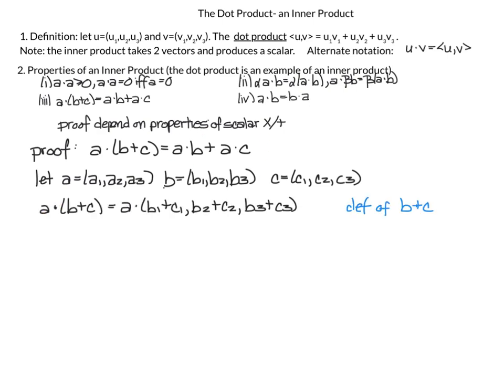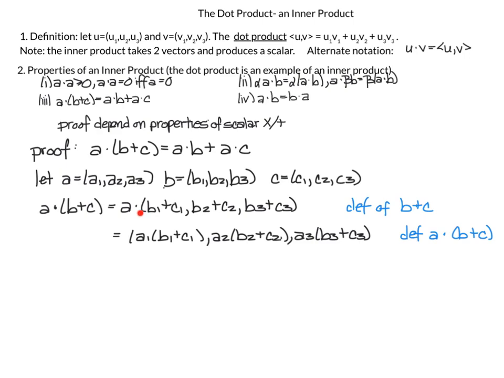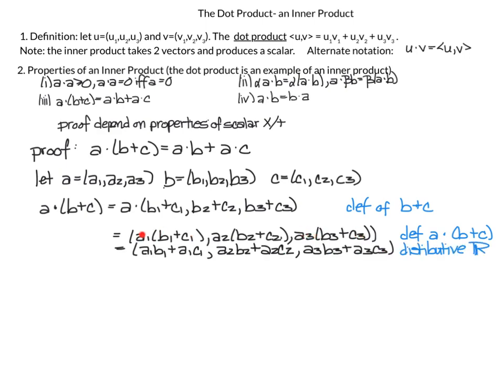So I have my a dot (b plus c) is equal to, and now I'm going to use the definition of b plus c. So that's a dot (b1 plus c1, b2 plus c2, b3 plus c3). Now using the definition of this dot product, we're going to have a1 times our b1 plus c1, a2 times our second component, and then our third component of a3 times the third component of this b plus c vector.